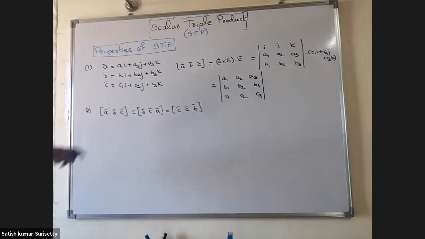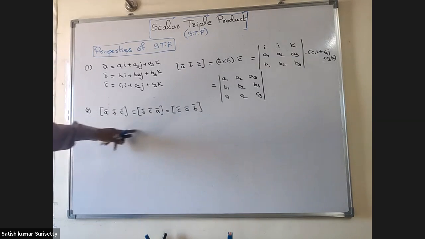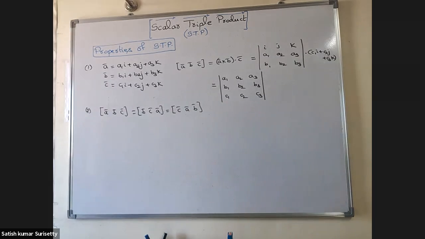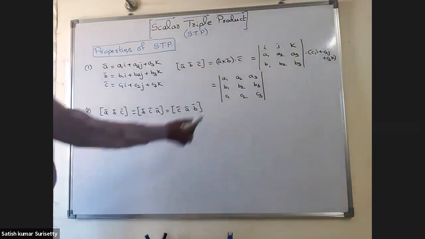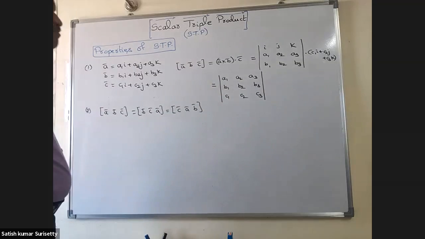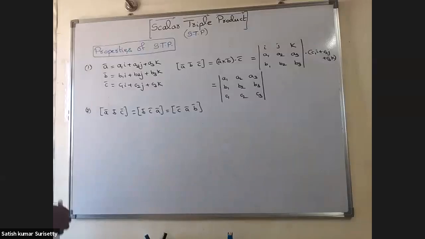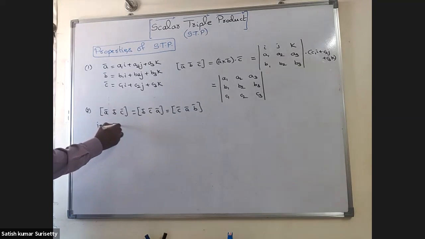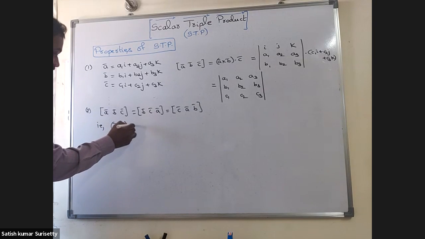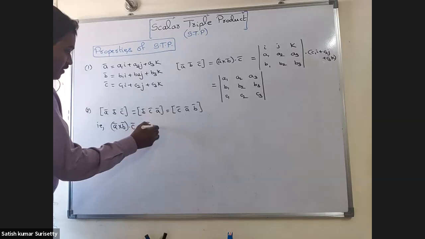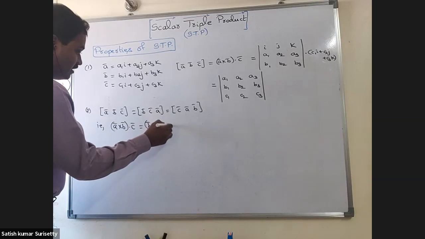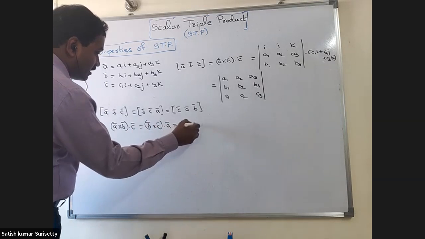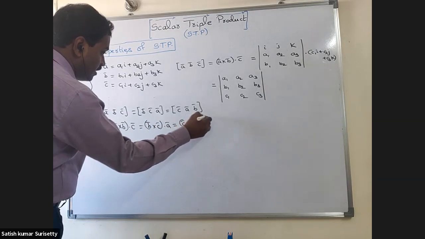This can be observed by the geometrical derivation you have done before, or using the properties of determinants. That is, if you change the rows in a cyclic manner, the determinant value remains the same. That is, this will be the same as A bar cross B bar dot C bar, and this is B bar cross C bar dot A bar, and C bar cross A bar dot B bar.